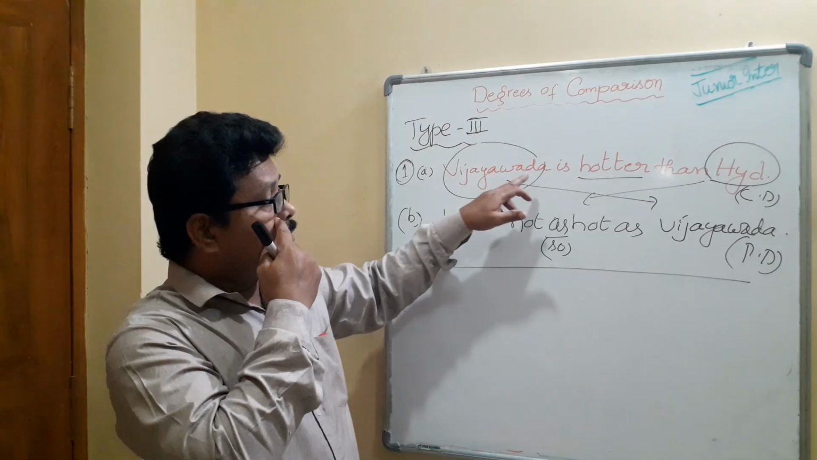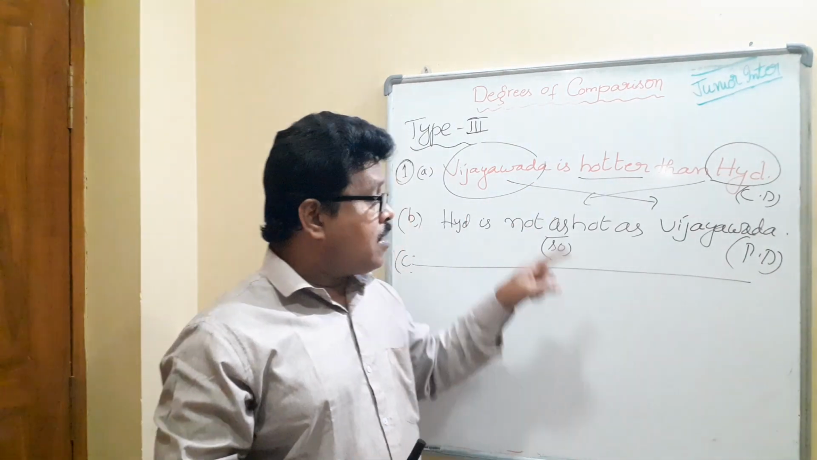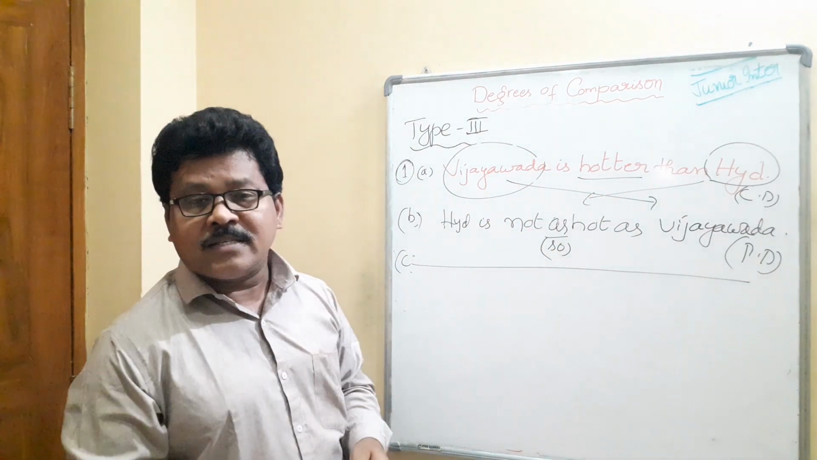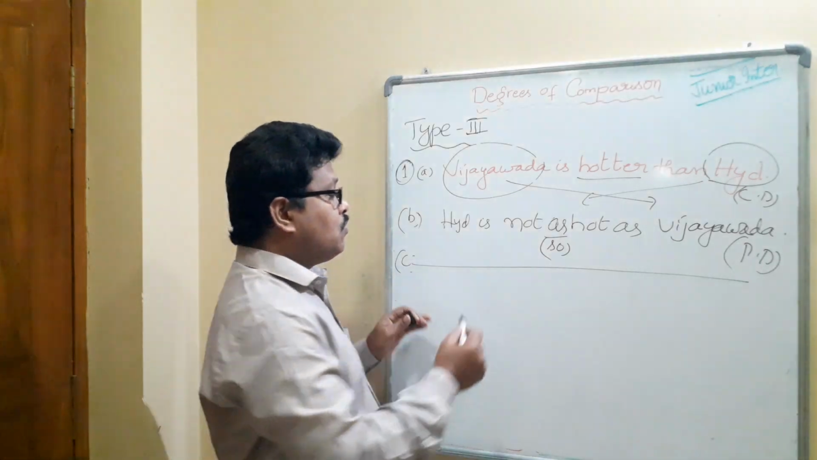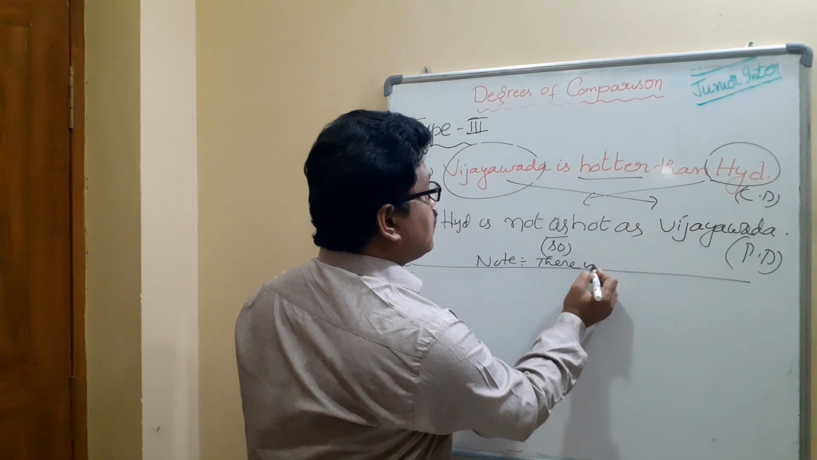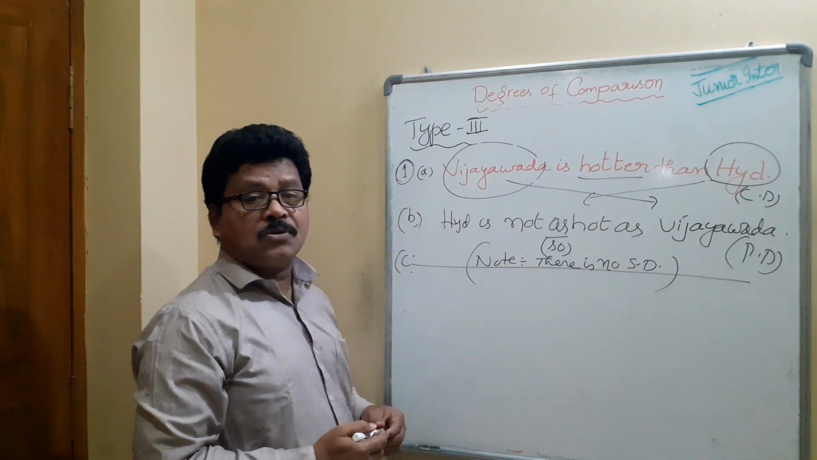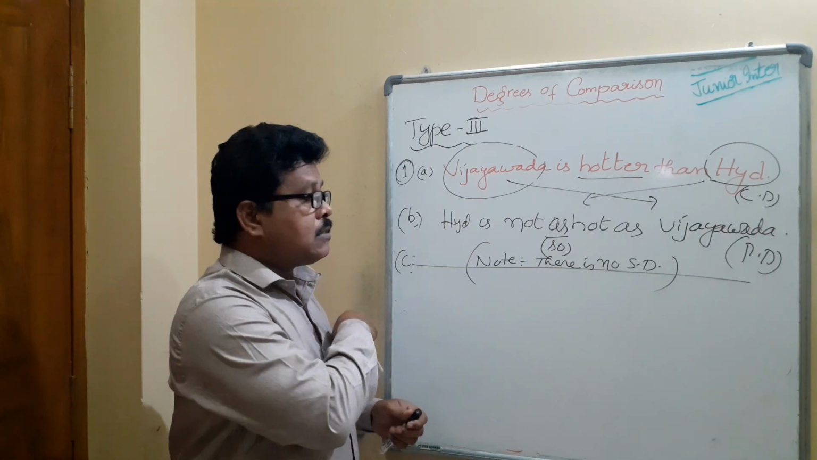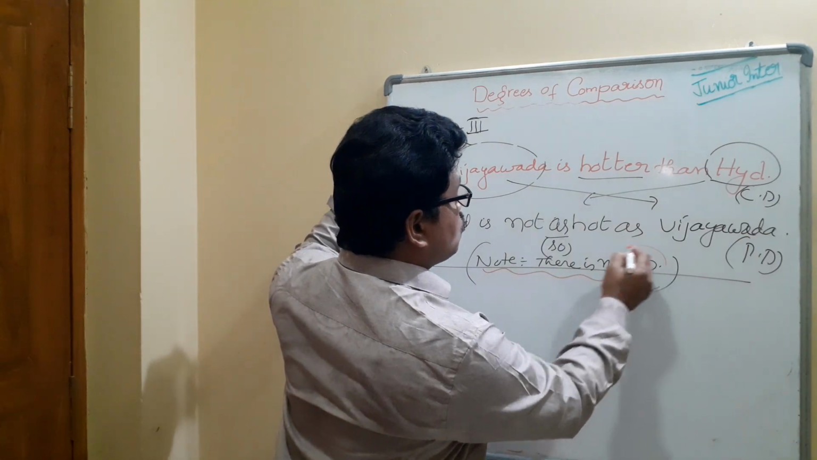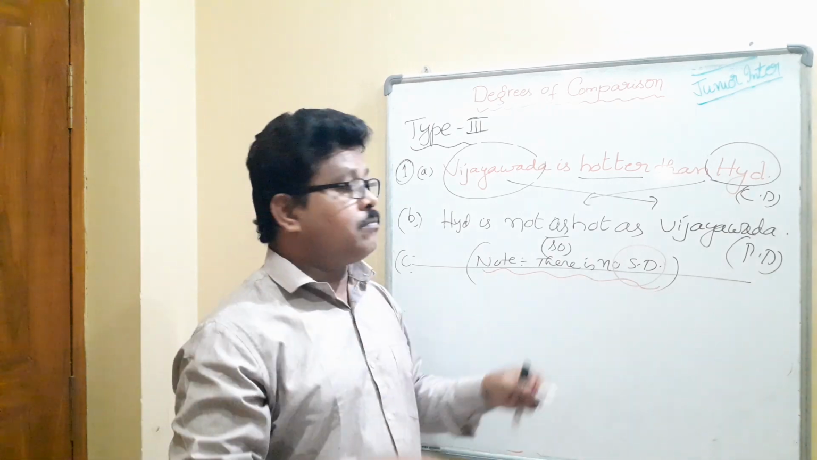Okay. So this is CD, this is positive, PD. Then what about SD? Here in type 3, only two are compared. We can't write SD. So note, there is no SD in type 3. There is no superlative degree in type 3. We can't write superlative. We have only two, PD and CD.